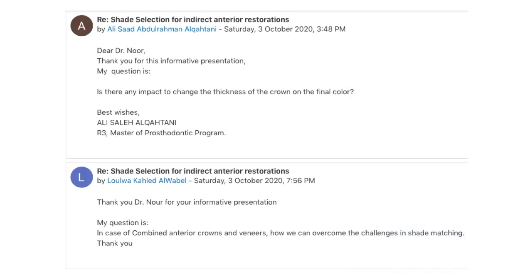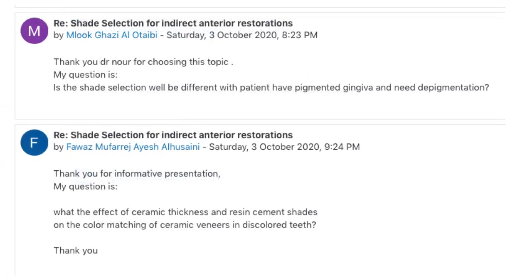For the questions that I received on my e-learning: is there any impact of changing the thickness of the crown on the final color? Yes, we can change the color when increasing the thickness and by choosing the material, monolithic zirconia, low translucent, different from high translucent monolithic zirconia. And in the case of combined anterior crowns and veneers, how can I overcome the challenges in shape matching? I think that I explained it well in my lecture, but you have to differentiate between the material of the crown preparation and the cement with the veneer that you are fabricating in the anterior dentition.